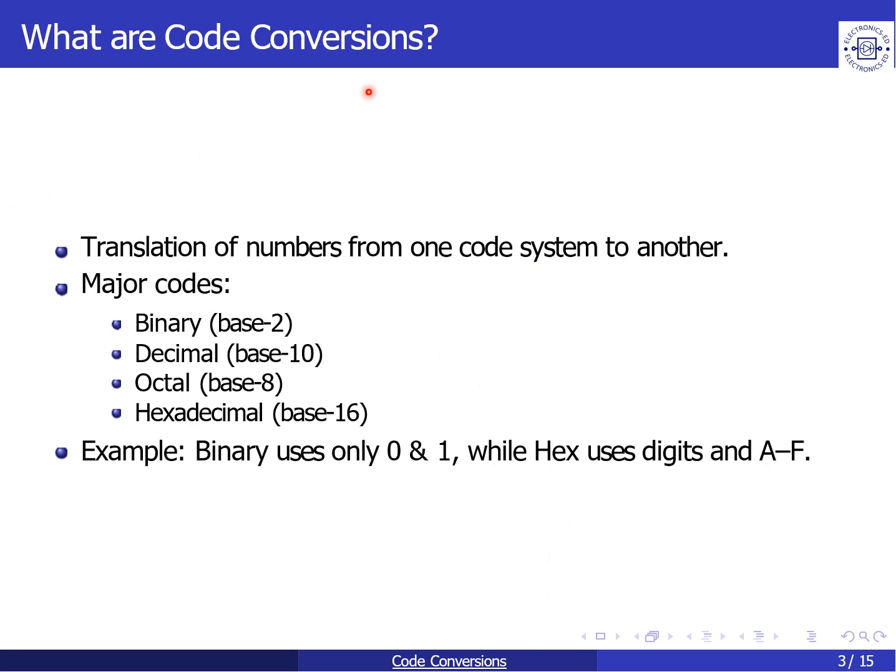Code conversions are all about translating numbers from one code system to another. The most common codes are binary, which is base 2, decimal, which is base 10, octal, which is base 8, and hexadecimal, which is base 16. For example, binary numbers use only 0 and 1, making them perfect for machines, while hexadecimal uses not only digits but also the letters A to F for representation.